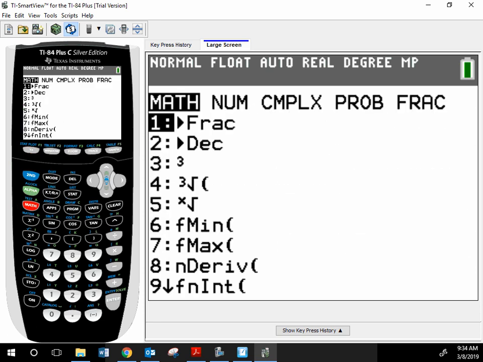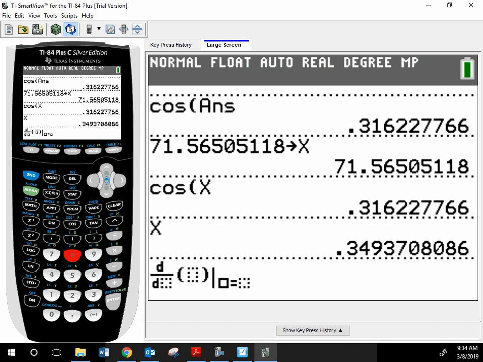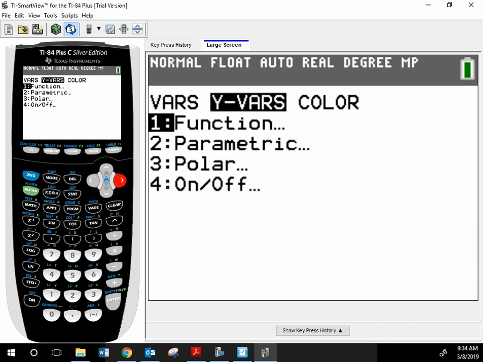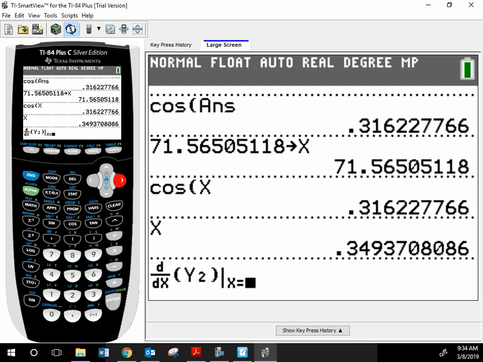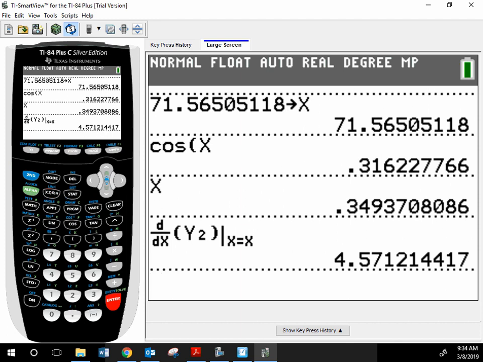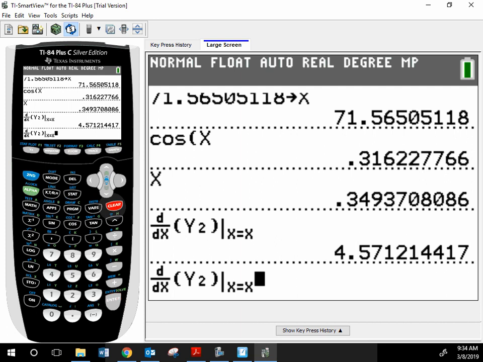So can I just do my derivative at that using this function here? I'm going to do my math, derivative. And I already typed in y2, so I'm going to just use my y2. And we want it at the x value we just stored. You can type that whole thing out if you want. I'm going to type x because I left it stored as x. Again, you can do alpha a if you want. So it'd be 1 over 4.5712, and so on. So let's do 1 divided by that.